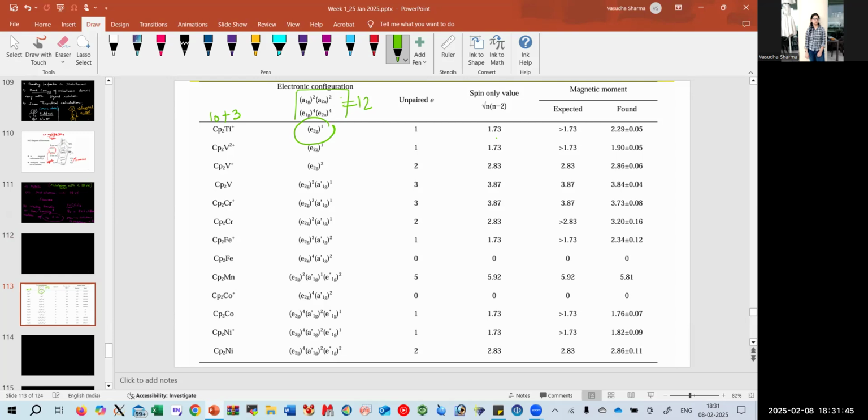Then we have Cp2V, where there is no charge. That means for vanadium, 1 electron would be gone out, so 4 electrons participate. That's where E2G2 and A1G star 1 would start happening. So this is a sequence, and there is 1 unpaired electron present. How many unpaired electrons are present? Based on that, we will have the spin value and the expected and found magnetic moment that you can go back and calculate. This would help you in understanding more about the magnetism.